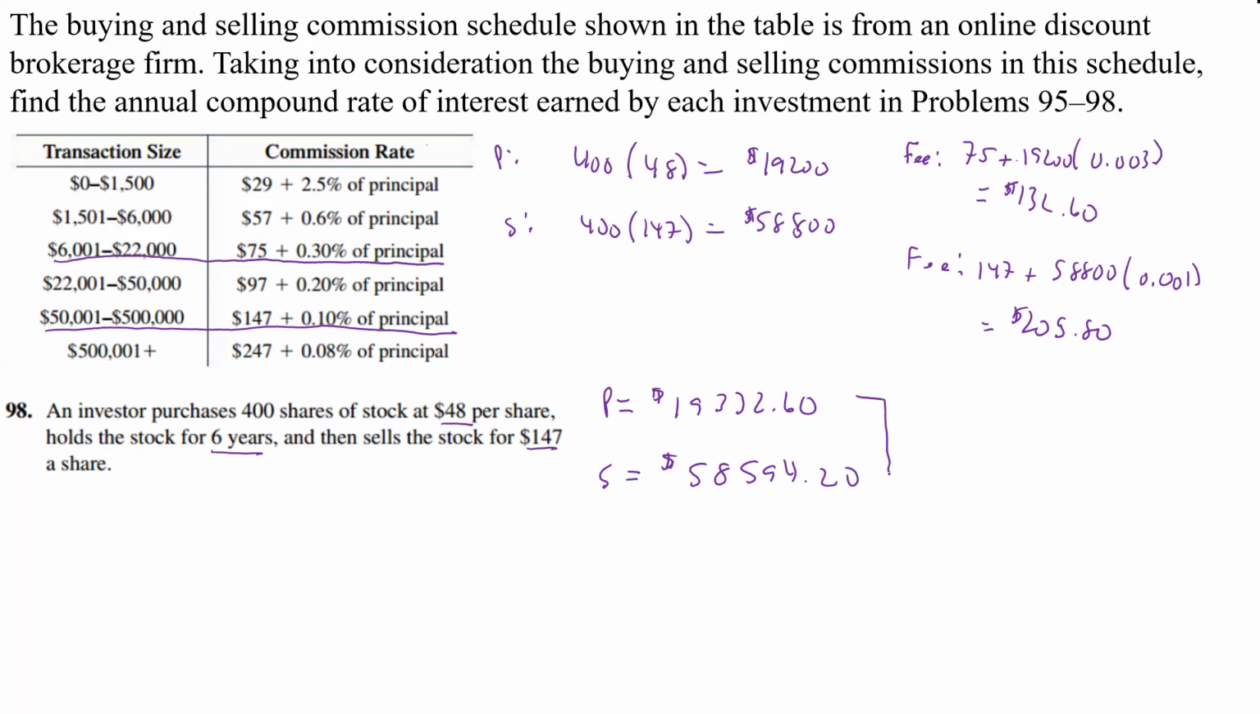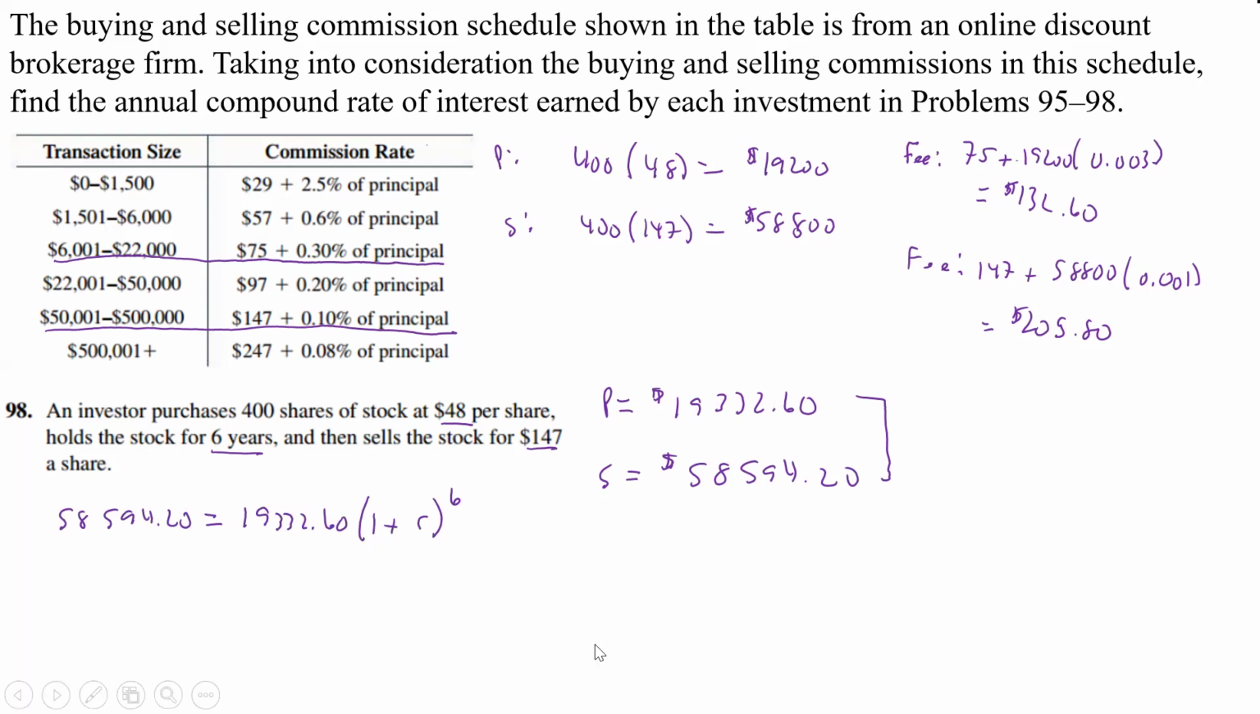So now what we need to do is figure out what the difference is here. Actually, that's the future value. That's what they're wanting us to do, make sure I'm reading this right. Okay, so they're wanting us to actually calculate this. So our future value is going to be 58,594.20. Then we purchased at 19,332.60, and we're taking it times 1 plus some rate, to the power of how many years was it? 6 years. Okay.